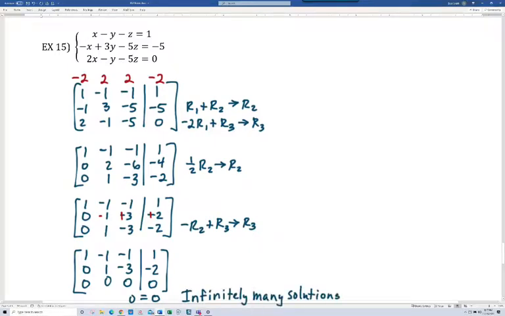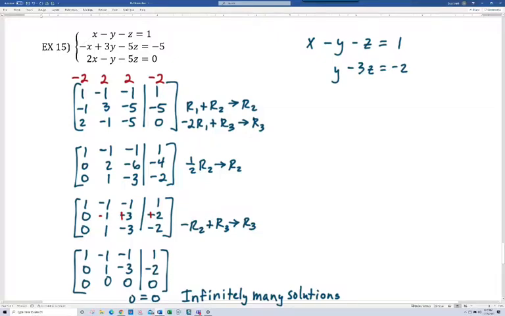But again, there's a way that we can be a little more specific in writing out our solutions. And so let me go ahead and write the equations that correspond to this matrix. We've got x minus y minus z equals 1, and y minus 3z equals negative 2. We don't really need to put in the 0 equals 0 here. It doesn't help us. So here's the idea. We're going to let the variable z represent z. And then if we could solve y and x in terms of z, then we'll be able to write the general point for solutions to this system.